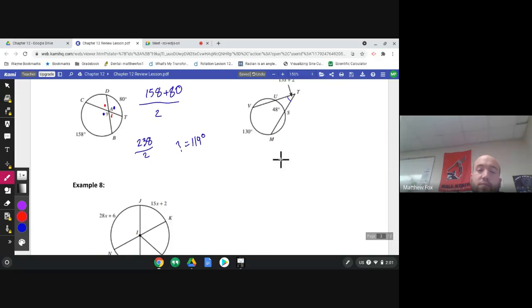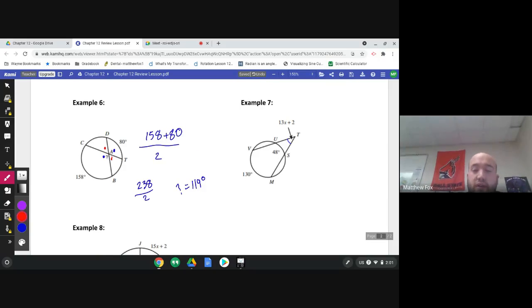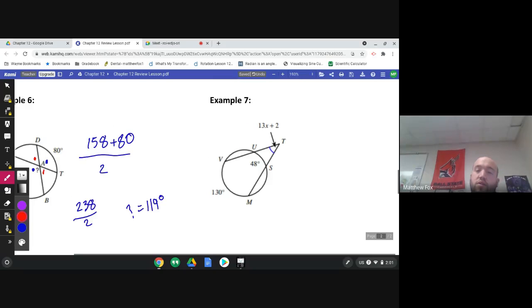Okay. So now, example 7. On this one, our goal is to find out what x is. Let's first figure out what this angle is over here. So hopefully you remember from yesterday, if we subtract these, always find their bigger arc. So 130 minus this 48. And the reason we use those two arcs is because they are included in our angle. If we do that, 130 minus 48 would be 88.